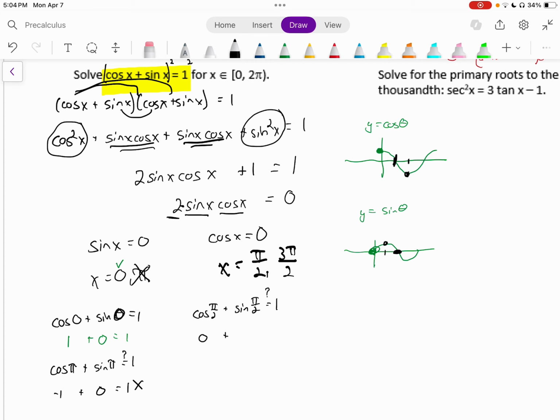Sine of pi over 2 is right here. That's 1. So that's a check. That does work.